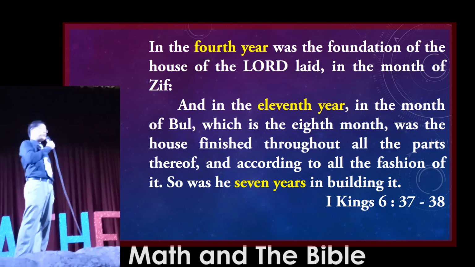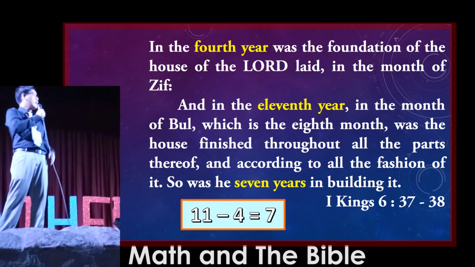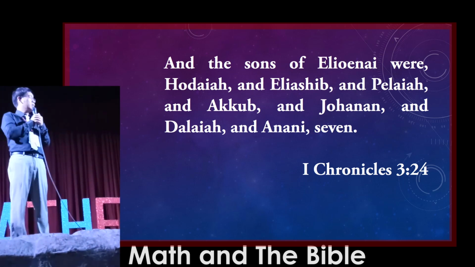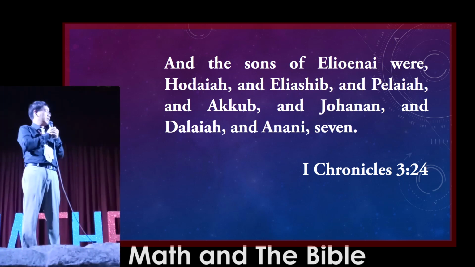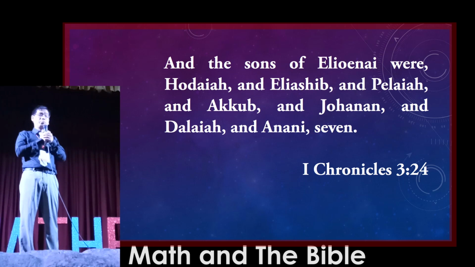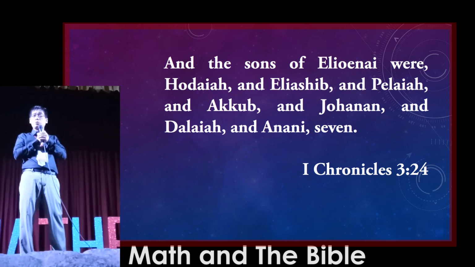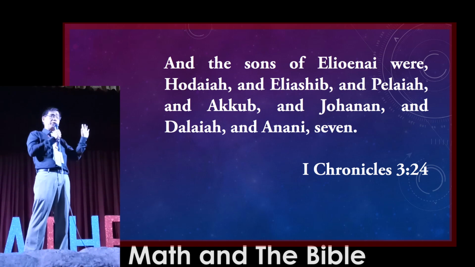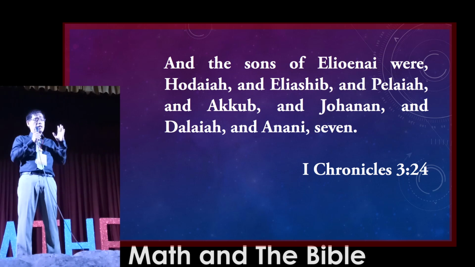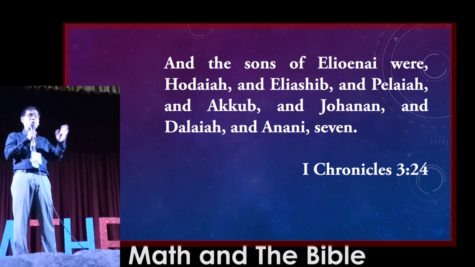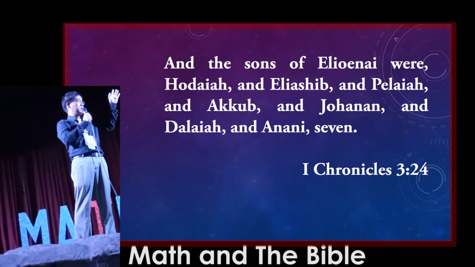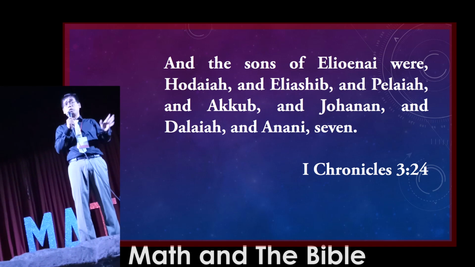Next. 1 Chronicles chapter 3, verse 24. And the sons of Elioenai were Hodaiah, and Eliashib, and Pelaiah, and Akkub, and Johanan, and Dalaiah, and Anani, seven. This is one of those verses where, as regular readers, we do not see any message at all. There's no message conveyed to us. But to Bible scholars, of course, this is very important because this is used in tracing some connections about what they're studying.